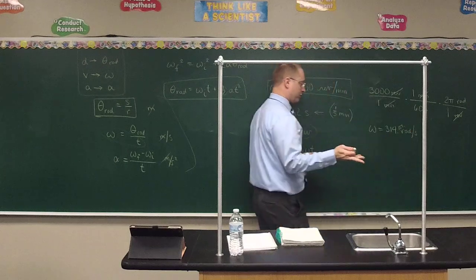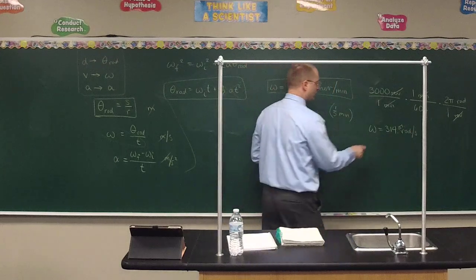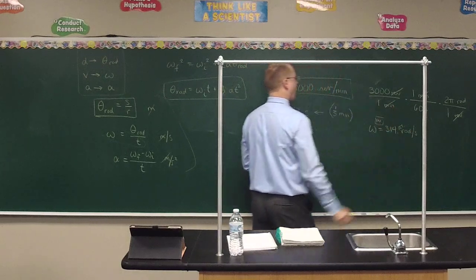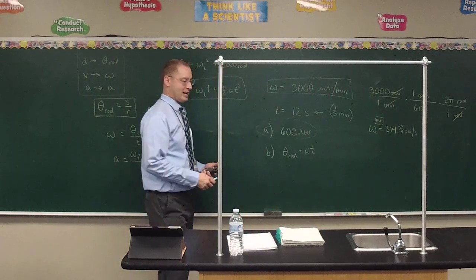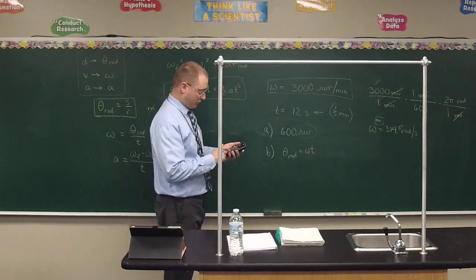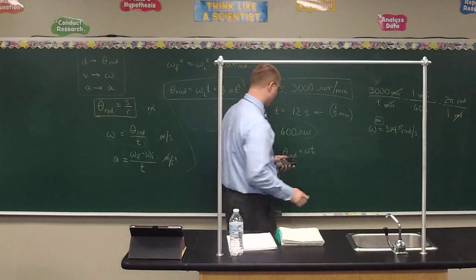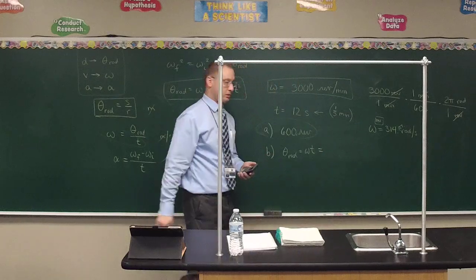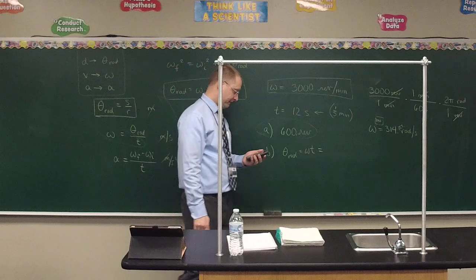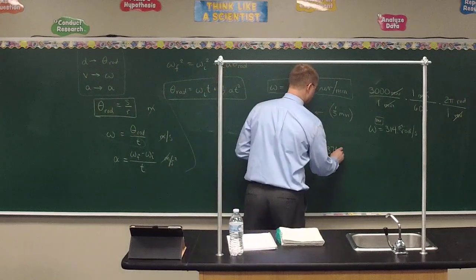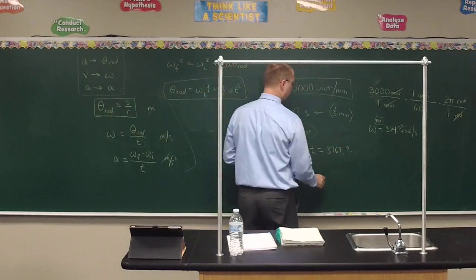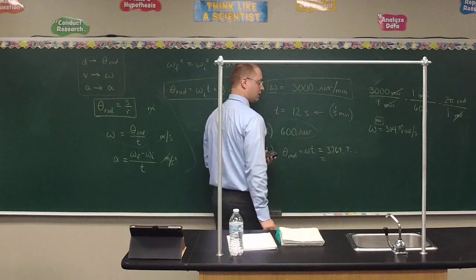Okay, but roughly 314. We're going to put that in the memory of your calculator, store 1. And we'll multiply that by time. Well, the time is, class, 12 seconds. So we can multiply that by 12 now. And what is the angular displacement? 3,769.91 blah, blah, blah. Rounded off to 3 sig figs.